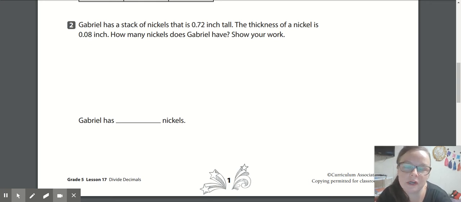This week in math, we're going to be looking at division with decimals. So I found a few problems online with Ready Math, and we're going to work through some together as practice that will help you with your lesson this week. So we're going to start with question number 2.